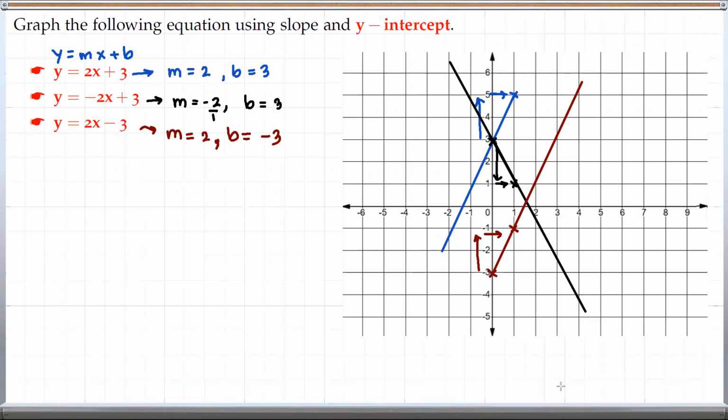So whenever you are given equation of line in this format, y equals mx plus b, it's very easy to graph. You basically need to locate the y-intercept, which will be the value of b, and then we look at the slope to decide the next point.